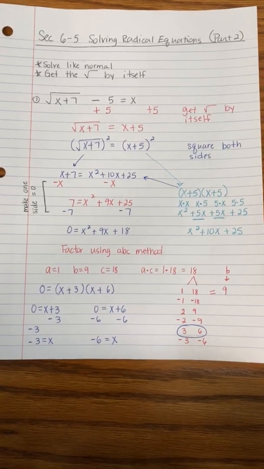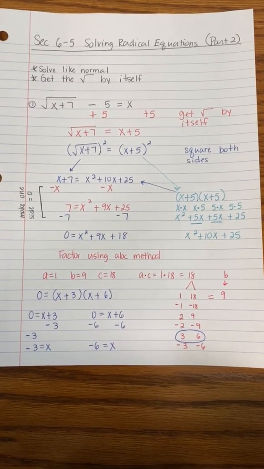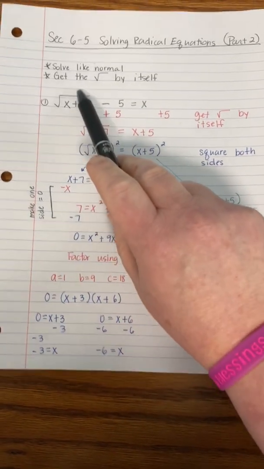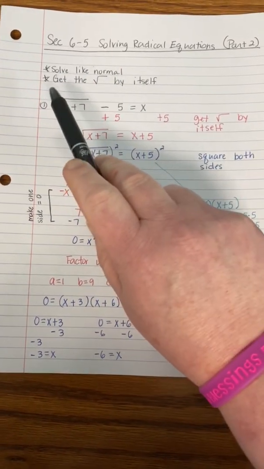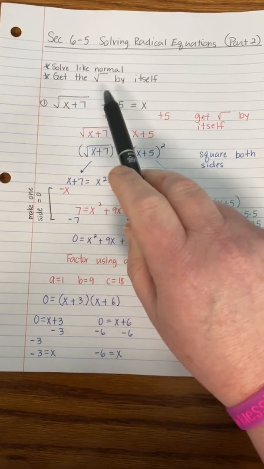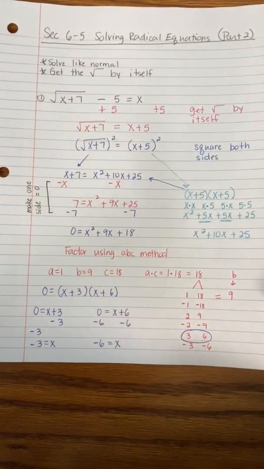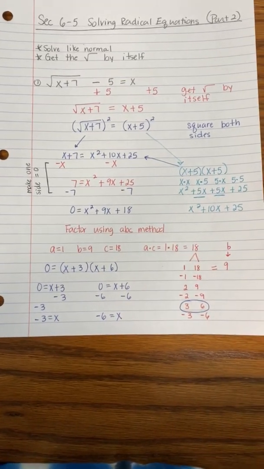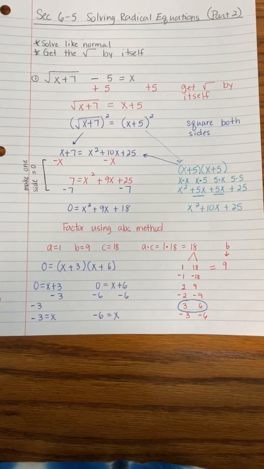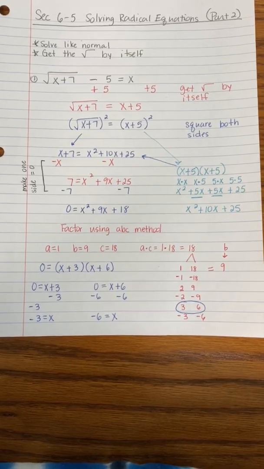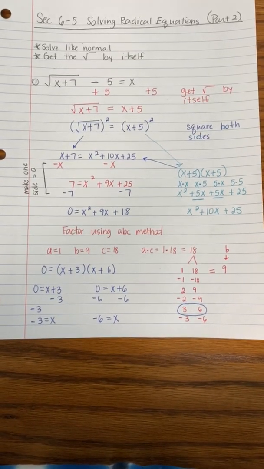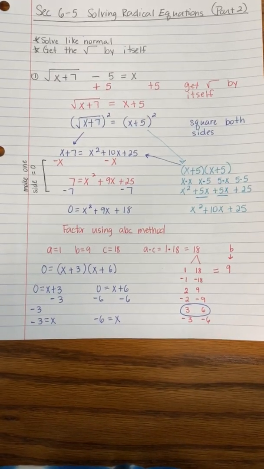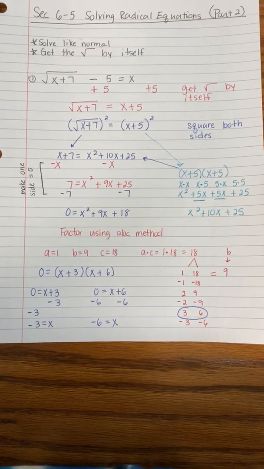All right, so we're going to continue on with section 6-5, solving radical equations. Remember from yesterday, we want to use our normal solving steps. And then the first thing that we have to do is get the radical portion by itself. Now on today's problems, these are going to be harder. They're not going to be quite as easy as yesterday's to work out because one of the portions that we're squaring turns into a bigger equation than just a number. And we have to recall back to when we learned how to factor using the ABC method.